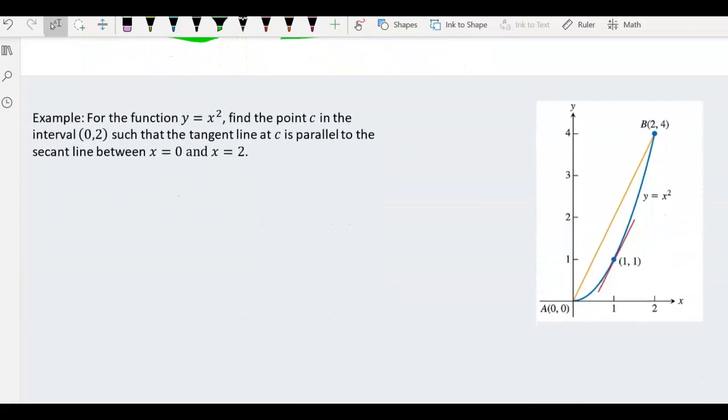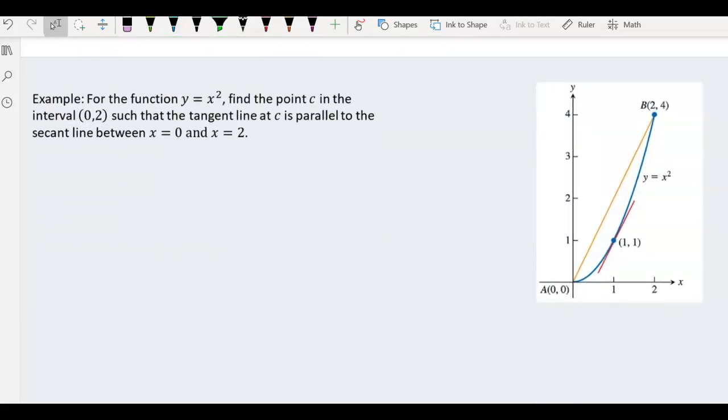Here is an example problem. This example is fairly simplistic because a lot of times, even though we know that there's a point where the slope of the tangent line is parallel to the secant of the two endpoints, sometimes it's difficult to find. So this example is kind of easy just to show you the concept. We know that x squared is a continuous function and it's differentiable between 0 and 2.